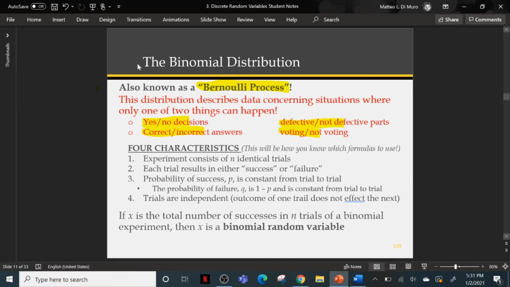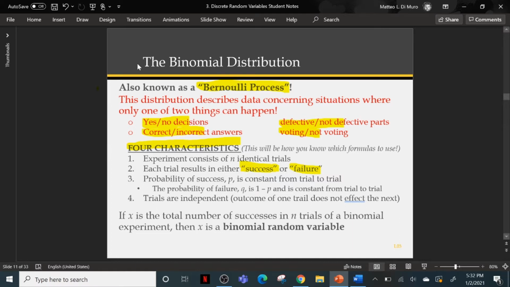There are 4 characteristics of this sort of experiment. Basically, look for these things in the question. Experiment consists of n identical trials. Like, for example, you're asking the same question to 50 different people, and maybe it's like a yes-no answer. Each trial either results in success or failure. Don't get too hung up on the word success or failure. Success could be something that could be a negative thing, right? Like a part not working. But anyways, again, the key thing there is that there's 2 options, right? Success or failure, whatever you happen to define those as.